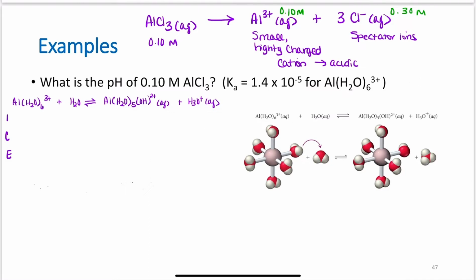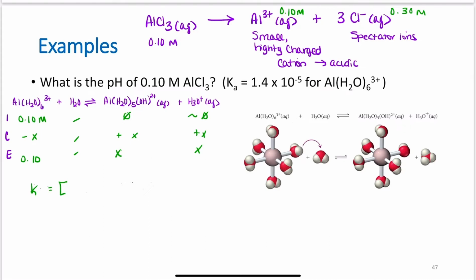But it's a spectator, so I'm not worried about it. That Al3+ reacted with the waters and kept its 0.1 molar concentration when it formed its complex. So this is also 0.1 molar. Water doesn't matter. We don't have any Al(H2O)5(OH) 2+ present to start, and we assume that our hydronium concentration is small enough that it won't affect our solution initially. Change is minus x, and at equilibrium 0.10 minus x, x, and x. Now I set up my K expression.